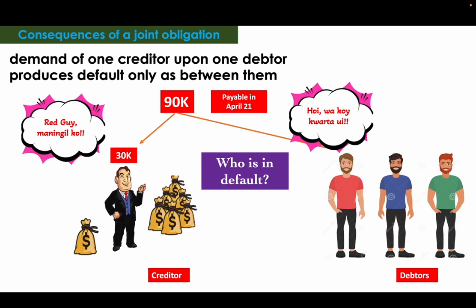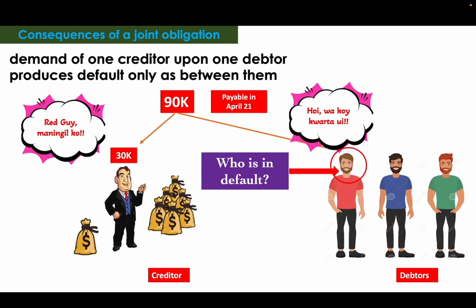Now, question, who is in default? Diba proportionate share man si red, blue o green? 30k kang red, 30k kang blue, 30k kang green. Karon ang gipaningil ni creditor is si red man. Ingon si red, wala ko'y kwarta. Who is in default? Si red lang ang in default. Walay appeal si blue o si green, kay tungod, ang iyang gipaninglan si red man lang.